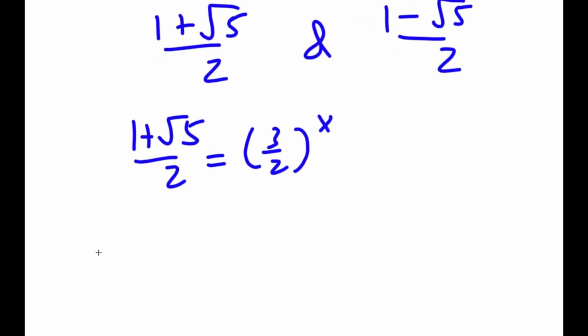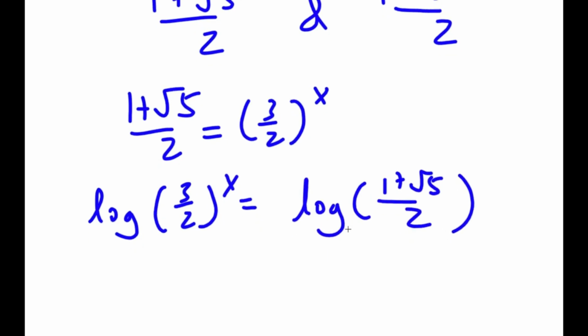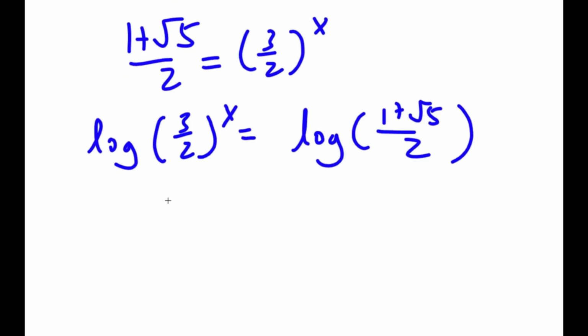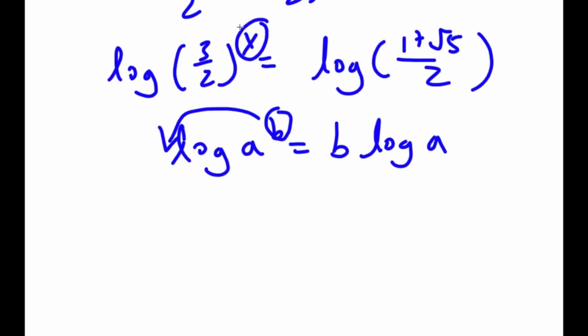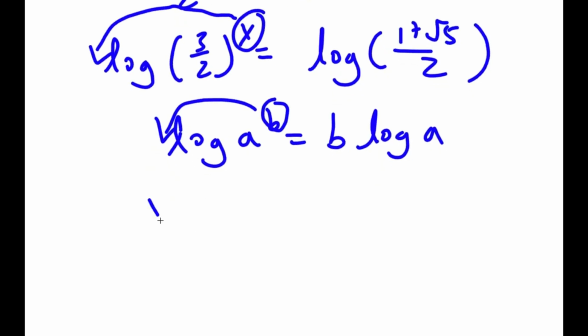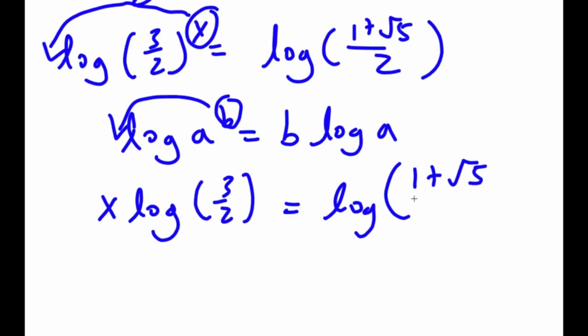So what I'm first going to do is take the log of both sides. So I have log of (3/2)^x is equal to log of (1 + √5)/2. Now, if I have something in the form log a^b, I can move this exponent b to the front of the logarithm, so this would equal b times log a. So now I'm going to move this exponent x to the front of the logarithm. So now I have x times log(3/2) is equal to log((1 + √5)/2).